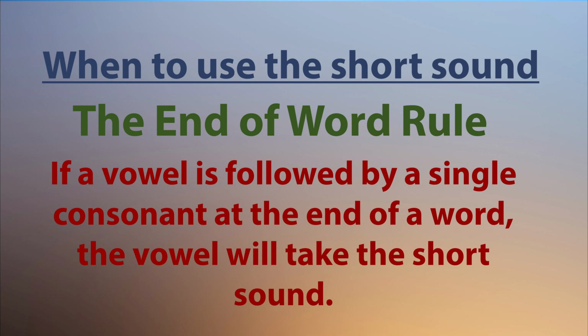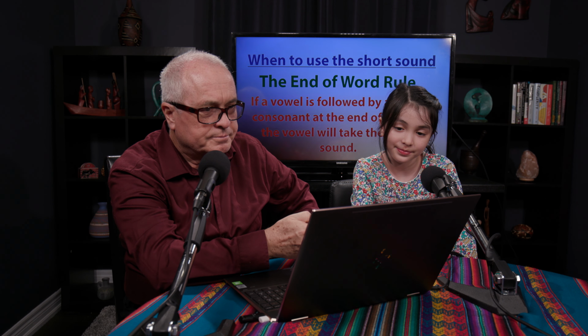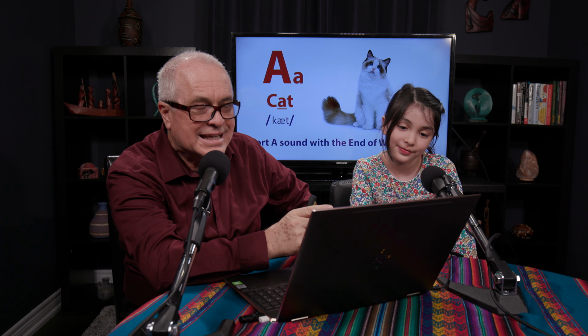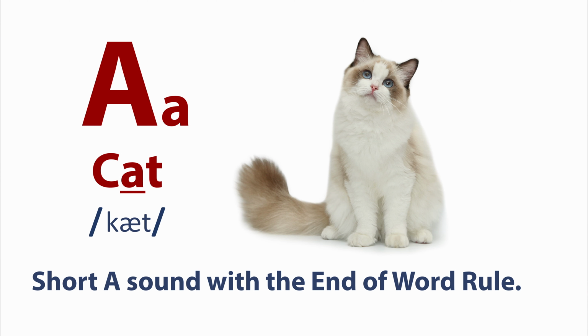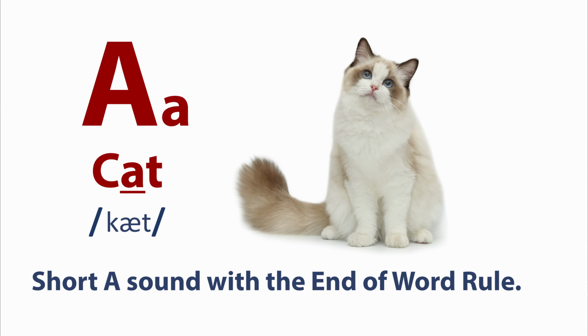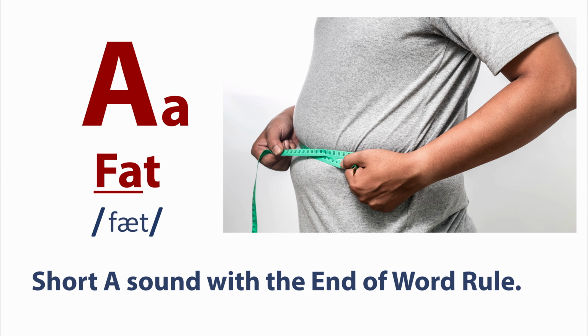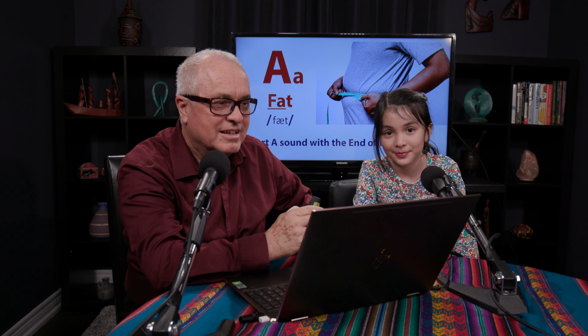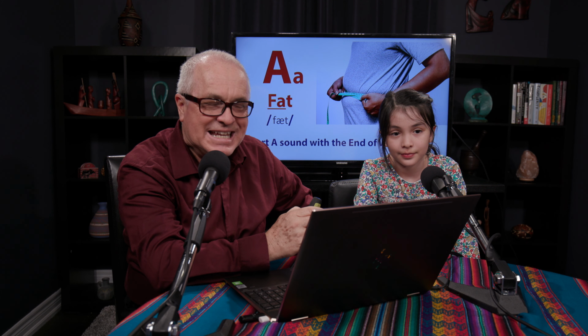That's right. Do we have one more rule? Oh, the end of word rule. If a vowel is followed by a single consonant at the end of a word, the vowel will take the short sound. So if you ever see a vowel followed by just a single consonant, and that single consonant is at the end of the word, then the vowel is going to be short, not long. So, what do we have here? Cat. Cat, right? And fat. It's not fate, it's fat.